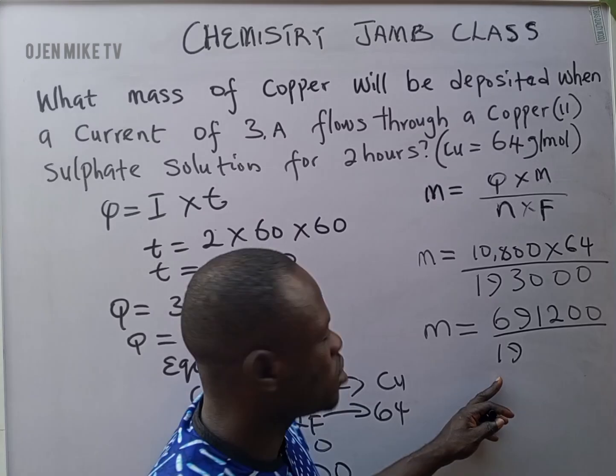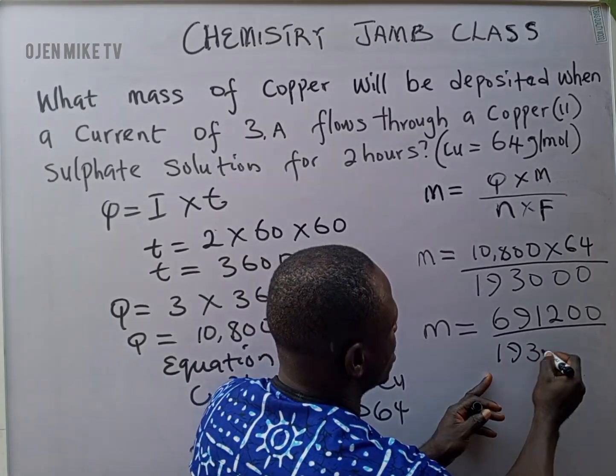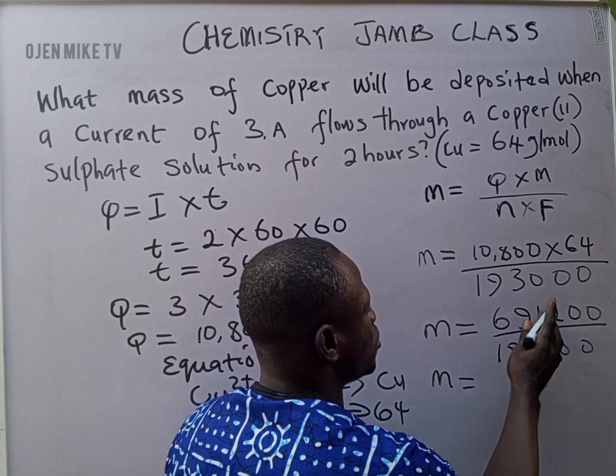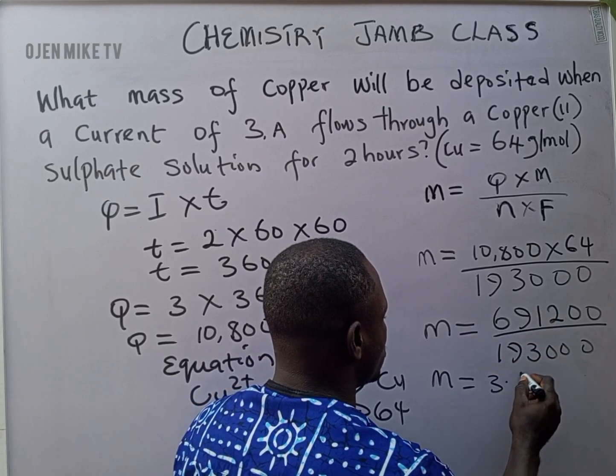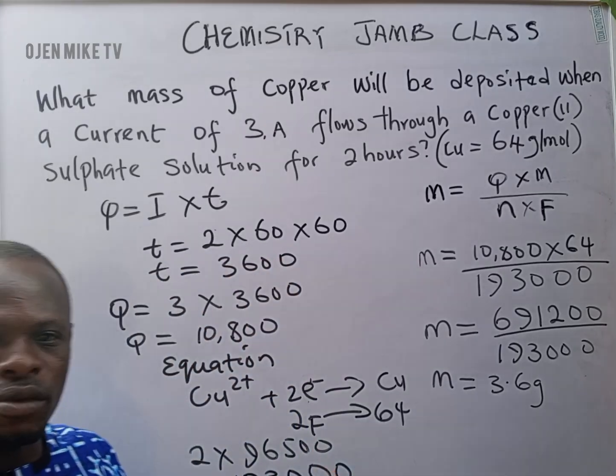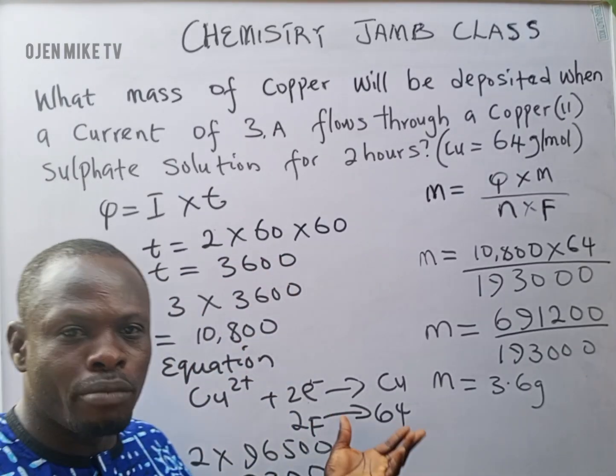I hope you can see the board. 193,000. Your mass now will be equal, so if you divide this one by this one, it will give you 3.6 grams. So this is how you solve problems involving mass in electrolysis.